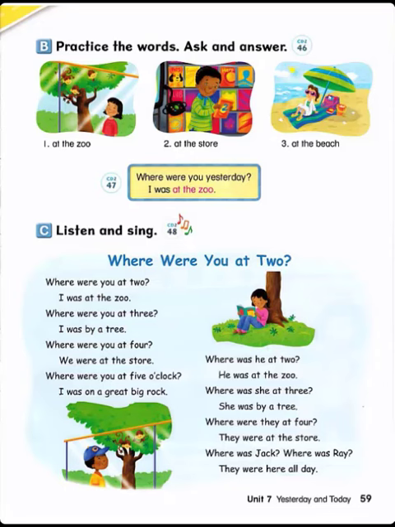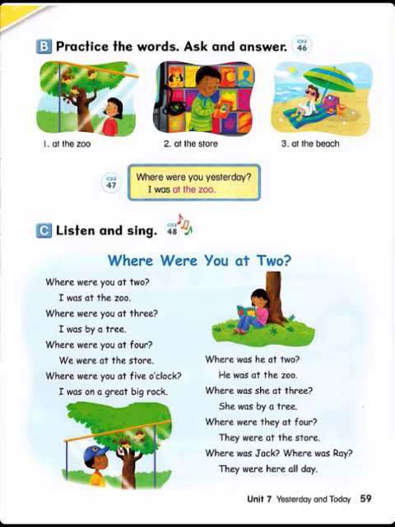Page 59. C. Listen and sing. Where were you at 2? Where were you at 2? I was at the zoo. Where were you at 3? I was in a tree. Where were you at 4? We were at the store. Where were you at 5 o'clock? I was on a great big rock.